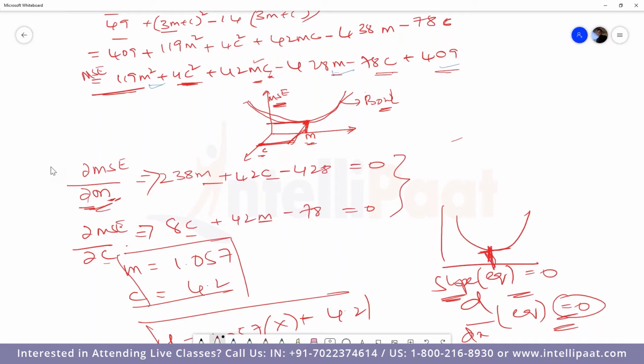There's only one point where the slope will be 0. Only at this particular point the slope is 0. At every other point there is a positive or a negative slope. Only at this particular point the slope is 0. That's the whole point in performing differentiation, right?